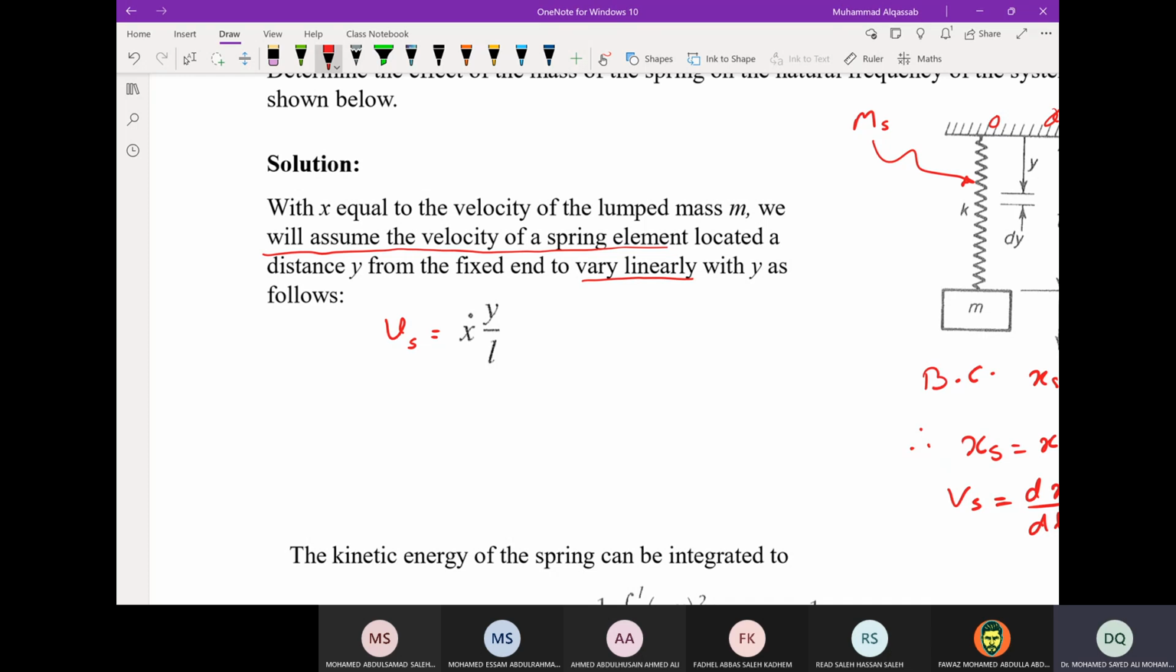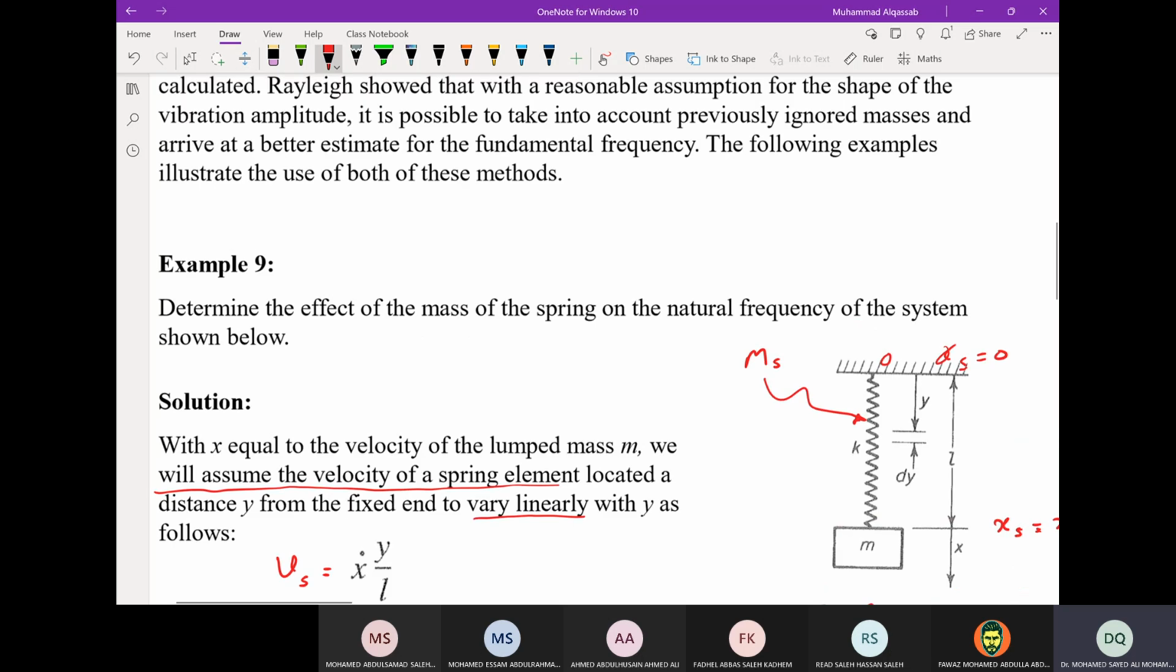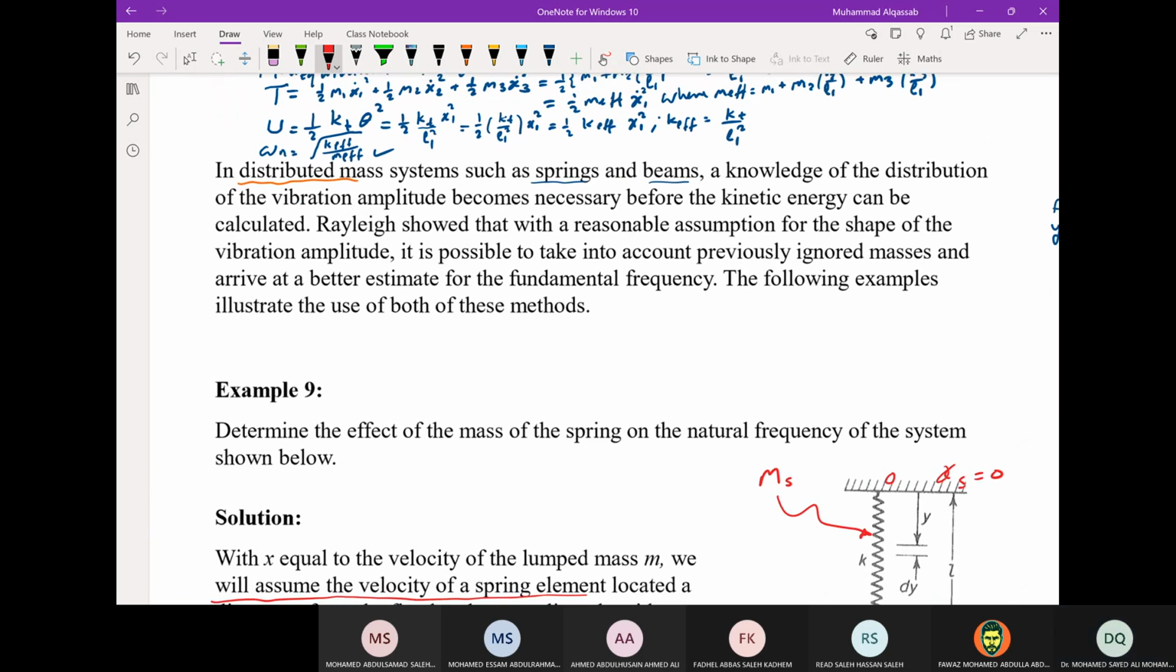Now you can assume another thing, but that should be justified. So this is what we think, that the spring velocity is changing linearly from 0 to x dot. And the Rayleigh method is to assume a shape deflection. This is called shape deflection. A knowledge of the distribution of vibration amplitude becomes necessary before the kinetic energy can be calculated. So that is the main thing here.